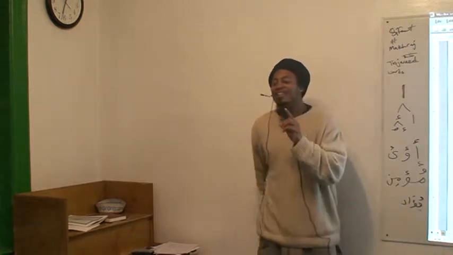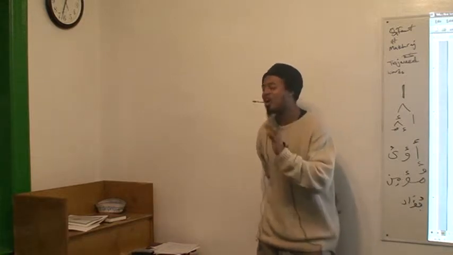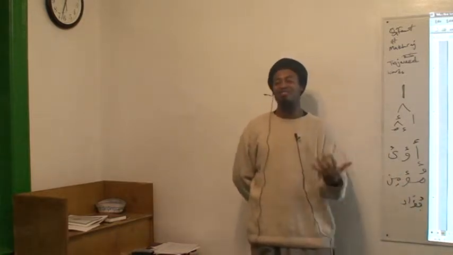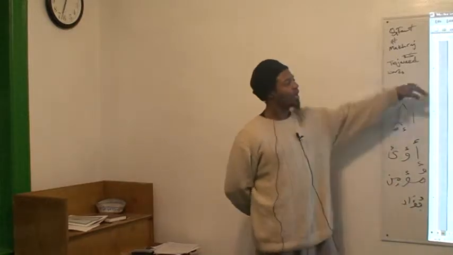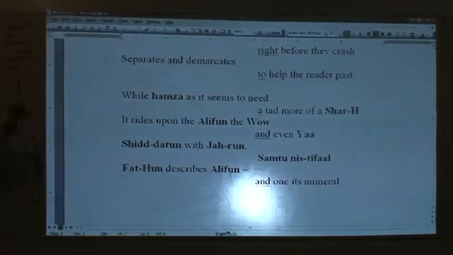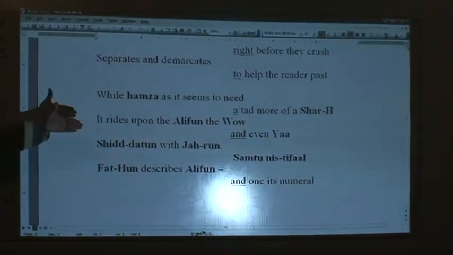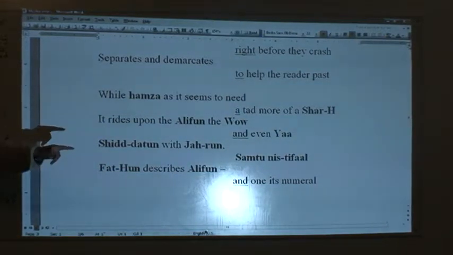And that's why we went over poetry, because the scholars use a lot of children's poetry to help people learn these things. It's not just something that I came up with. It's something that you find the ulama doing. Okay, so here we have it. While Hamza, as it seems to need a tad more of a sharh, it rides upon the alifun, the waw, and even ya. Shiddatun wa jahrun, samtun istifal, fathun describes alifun and one is numeral.